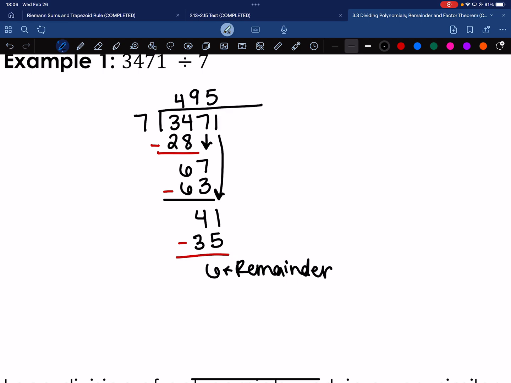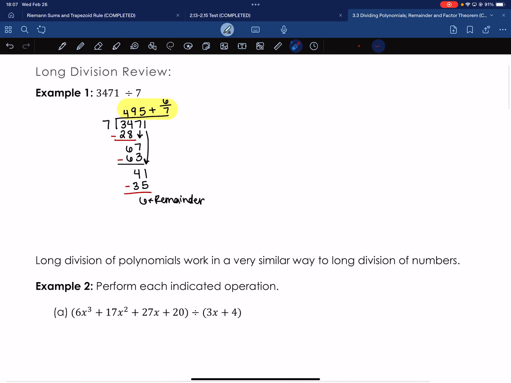So what we did here, before you did the decimals, we wrote this as a mixed number. So we had 495, and then we would add our remainder over what we divided by. We're going to do that same process, but with polynomial functions. So that would be your answer. Technically, when you write a mixed number, there should be a plus sign in the middle, but we usually don't do that.